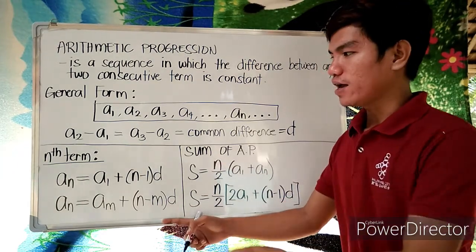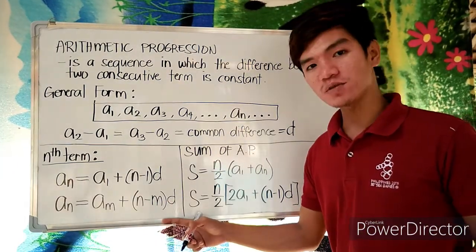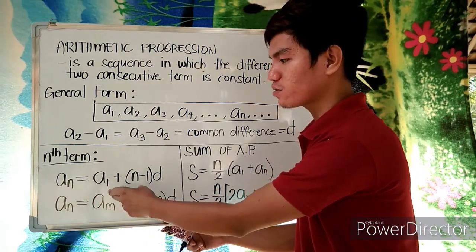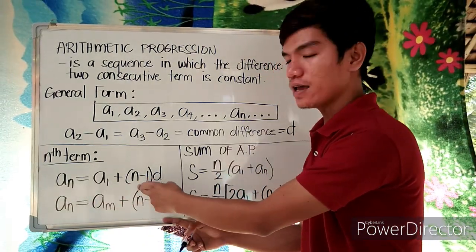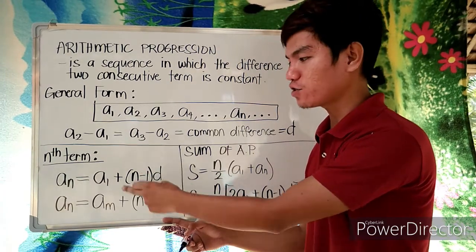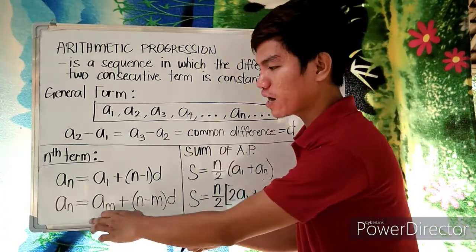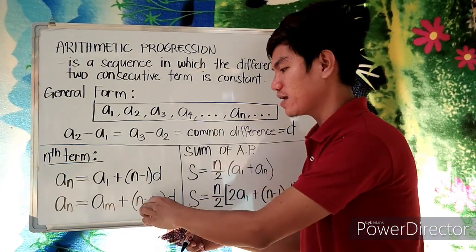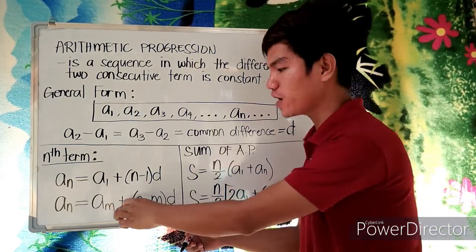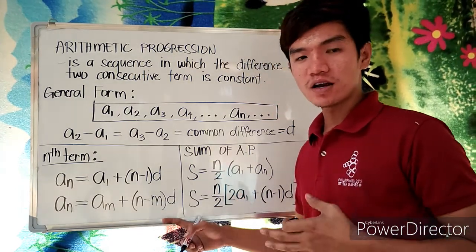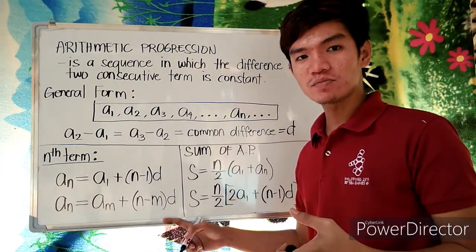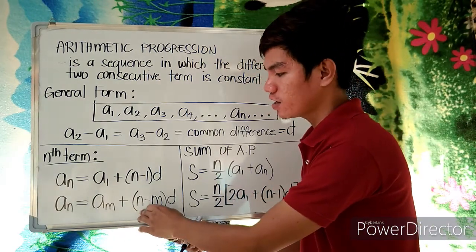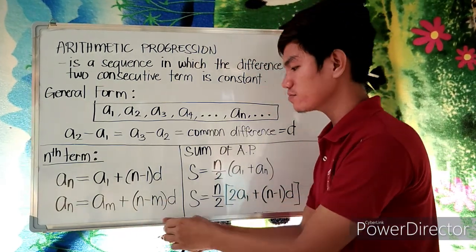So, we have D. Formulas involving arithmetic progression: we have a sub n equals a sub 1 plus n minus 1 times d for the nth term. And then another formula, a sub n equals a sub m plus n minus m times d. So yung m dito, for example, may given term na pangatlo, so a sub 3, so magiging n minus 3 dito.